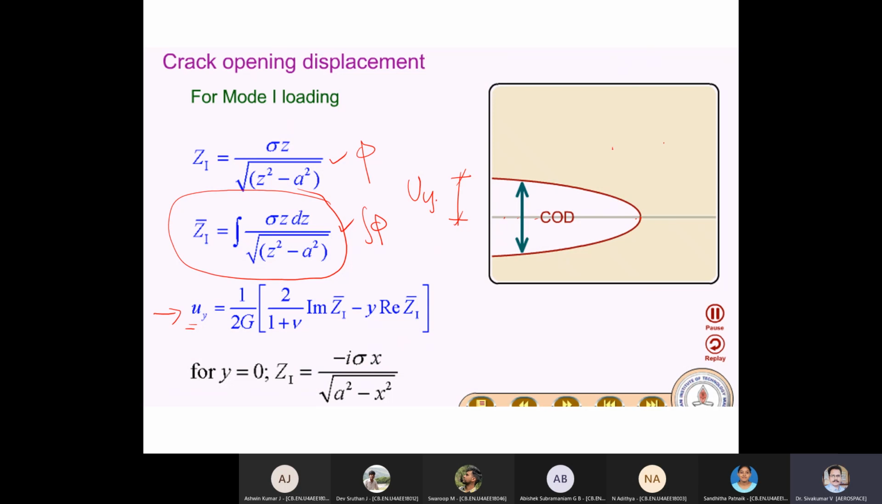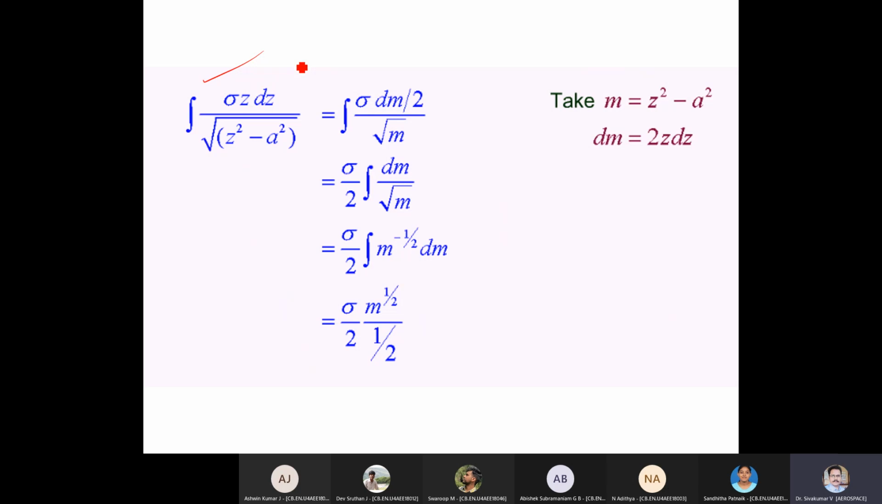You see here, z del z by z square minus a square. Same thing, that integral part I have taken. To make the integration easy, I can take this z square minus a square as m. m is a function of z again. If I differentiate on this side, this constant will go off. So dm equals 2z dz. Keep it to this side. I want to know the integral of that.